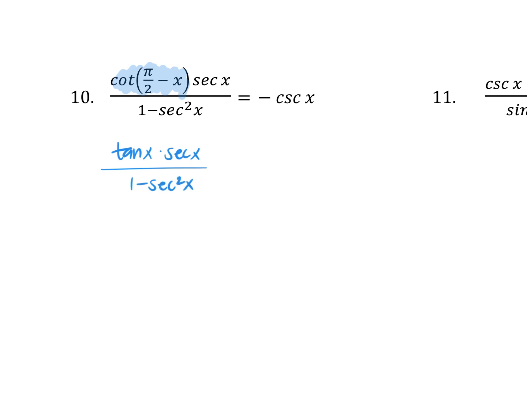Now, some of you switched this into sines and cosines right away on the numerator, which is fine. However, what is this denominator going to equal? 1 minus secant squared is what? Negative tangent squared, right? So I've got tangent x times secant x over negative tangent squared x, right? So I can get rid of one of my tangents, but I still have secant over tangent.